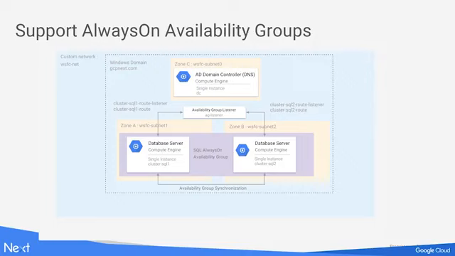Mission-critical SQL Server workloads require support for high availability and disaster recovery. To achieve this, Google Cloud Platform supports Windows Server Failover Clustering, WSFC, and SQL Server Always-On Availability Groups. Always-On Availability Groups is SQL Server's flagship high-availability disaster recovery solution, allowing you to configure replicas for automatic failover in the case of failure. These replicas can be readable, allowing you to offload read workloads and backups.